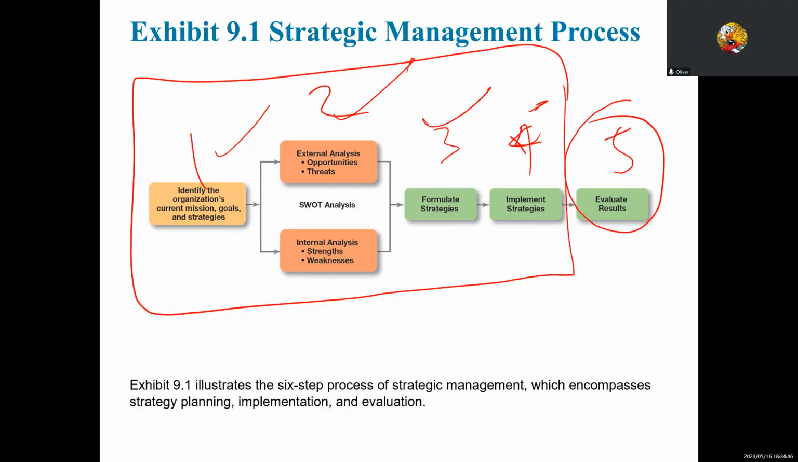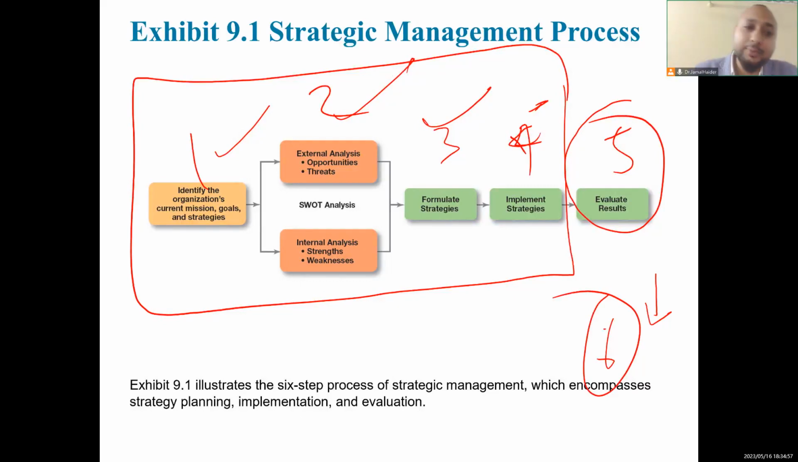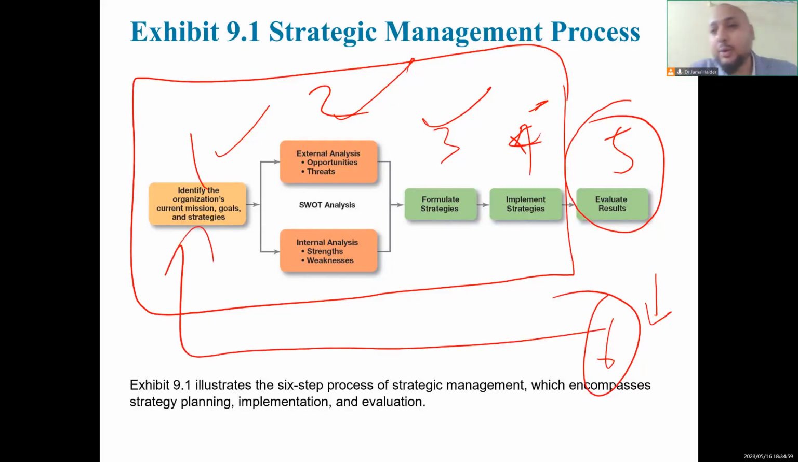Good. So if your results are not satisfactory, then it's going to be 6 steps. Make a loop, go back to step 1. Right? So let's just talk about step 1.